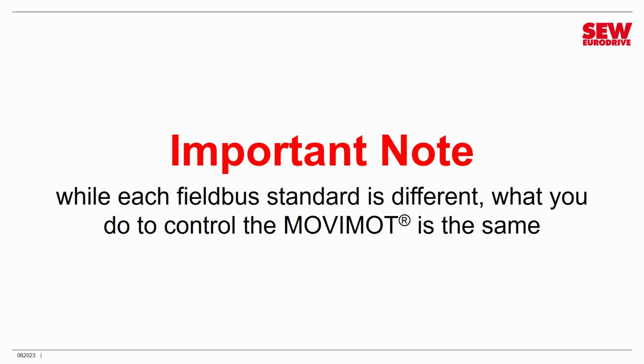While each fieldbus standard is different, in other words, Profibus, Profinet, Ethernet IP, DeviceNet, what you do to control the MOVIMOT is the same. Even though the fieldbuses are all different, what travels over the fieldbus, the MOVIMOT control protocol, is the same. It's fieldbus independent. That's a very powerful idea, because if I had to teach you how to control each individual fieldbus interface in a different way, we'd be here all day, because there are quite a few of them. Happily, that's not the case. We just have to learn one protocol, and we're good to go.